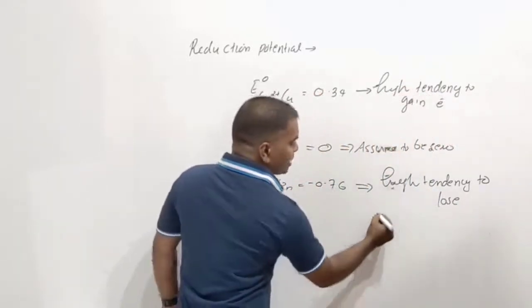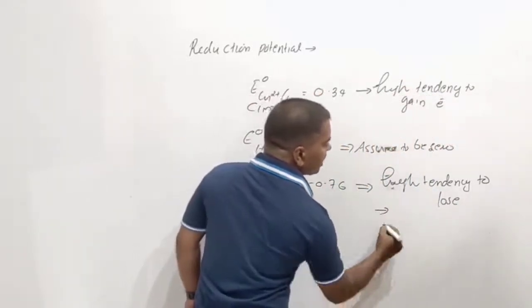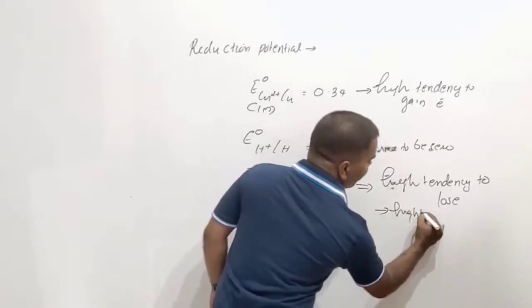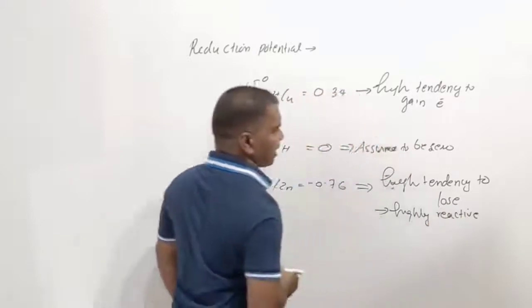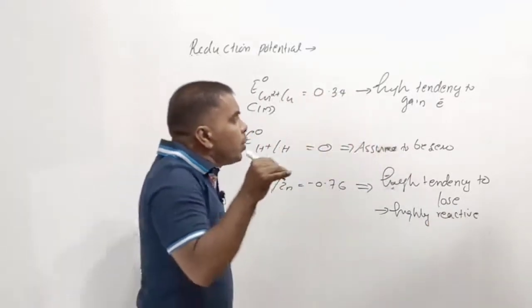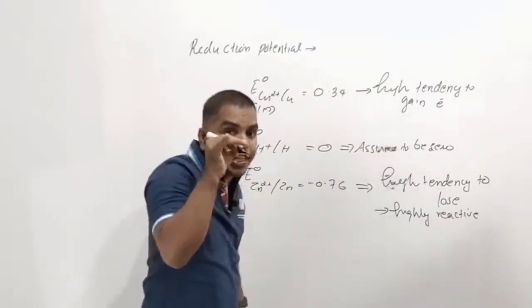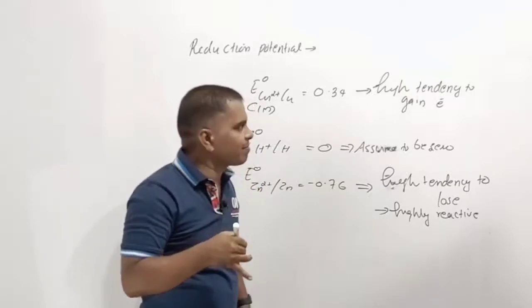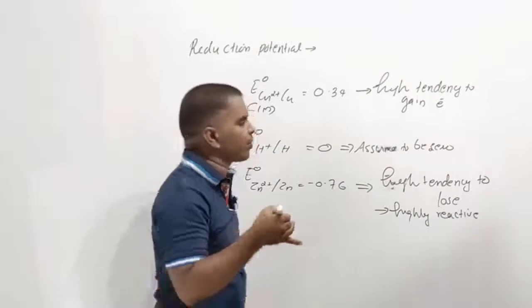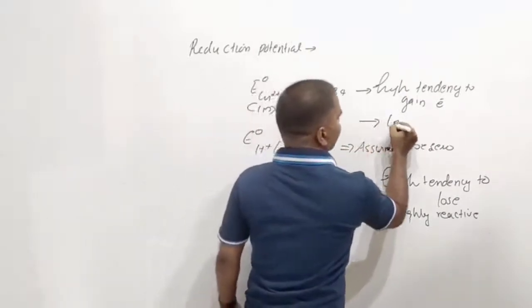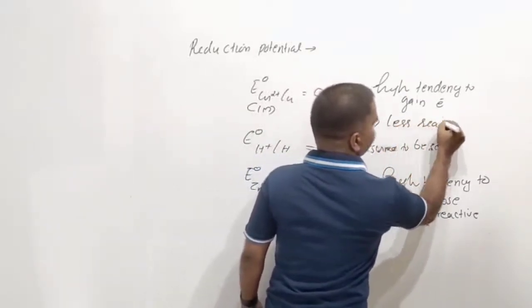Listen, a metal with a high tendency to lose electrons is highly reactive. A metal having a high tendency to gain electrons is less reactive.